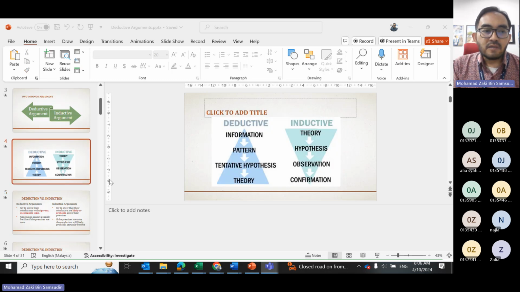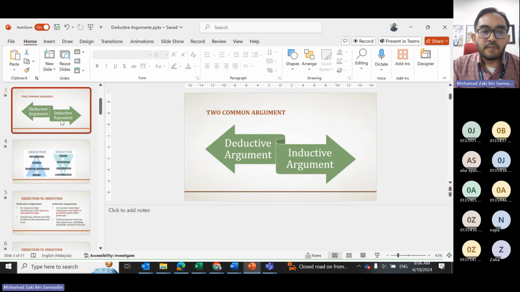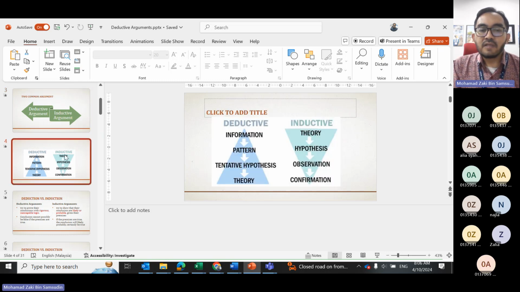Right, so deductive arguments refers to... I normally would understand deductive and inductive arguments through the use of different methods in research. I'm not sure whether you as accounting students have taken the subject of research methods or not, but basically when we talk about research methods, the two general categories of methods are qualitative and quantitative.